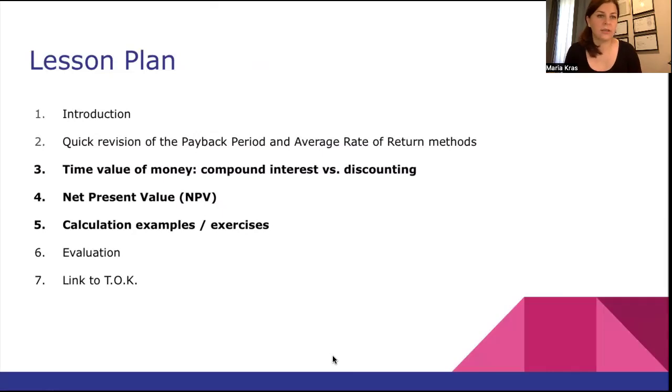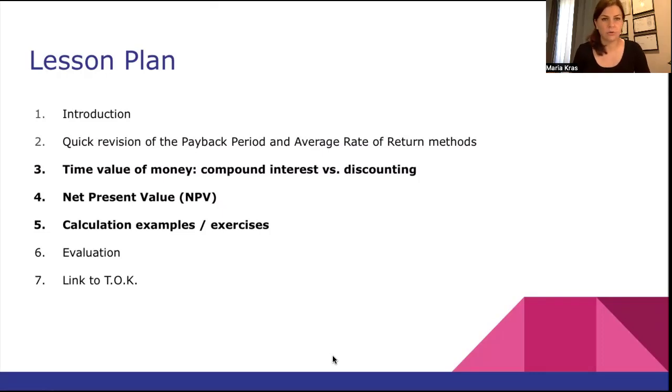So what's the plan for today? First, we'll do a little introduction. We will do a quick revision for the payback period and average rate of return methods. We're not going to go into details about them because we would have studied them in the previous lesson. We'll just do a quick revision so you remind yourself of what those are. Then I'll introduce you to the concept of time value of money, a very important concept that is also used in economics a lot. We'll learn what is compound interest. We will learn what is discounting.